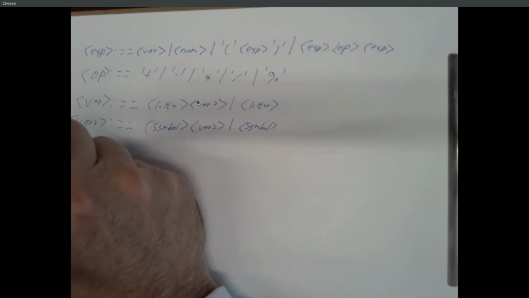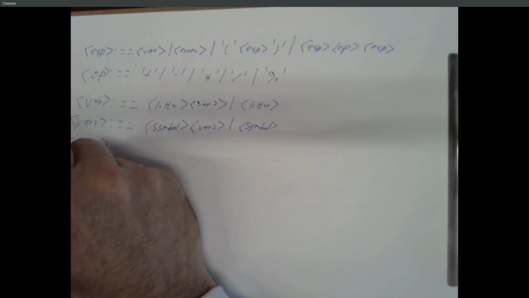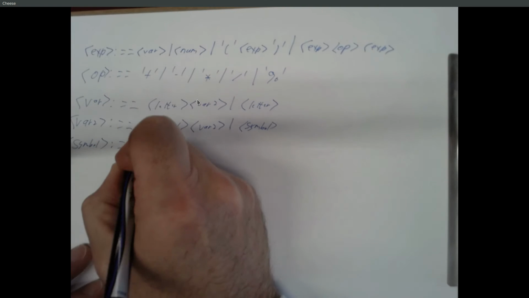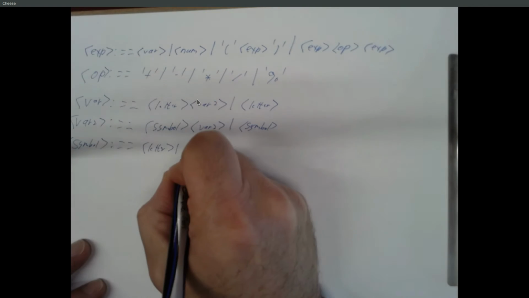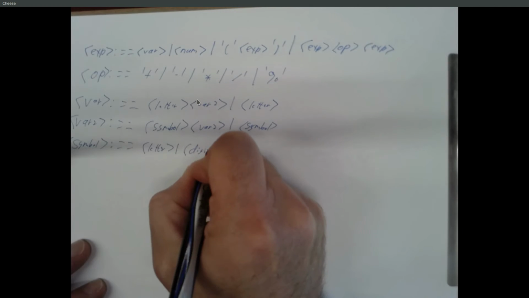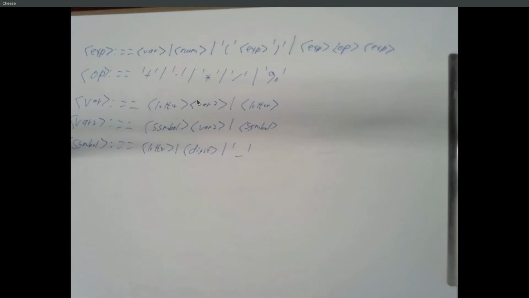And a symbol is a letter or a digit or an underscore. And we can define what letters and digits are, but they're just letters or digits.